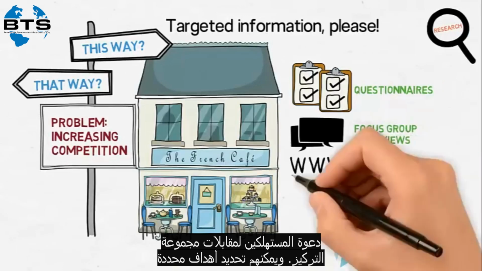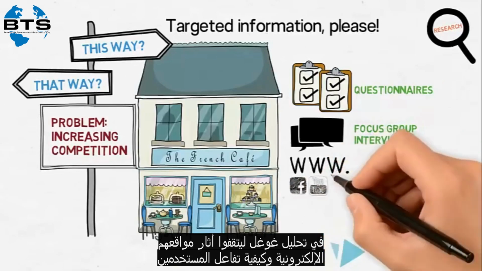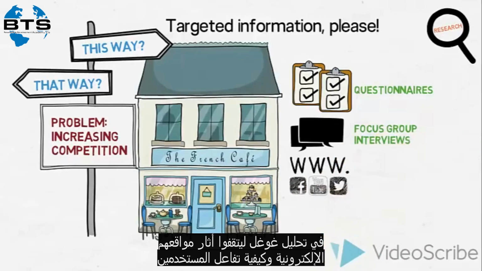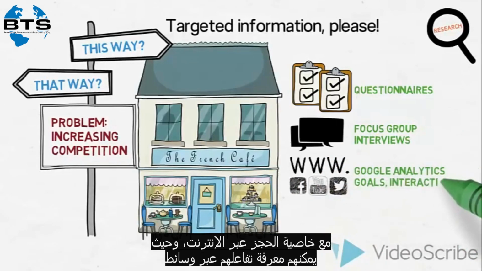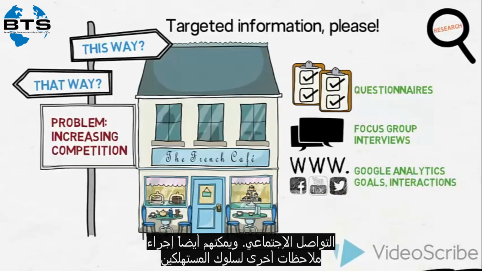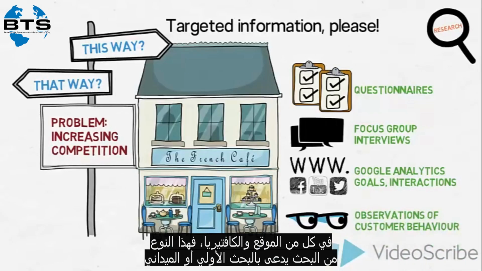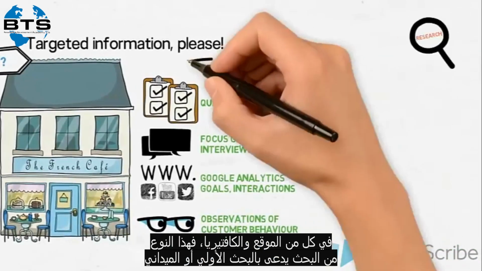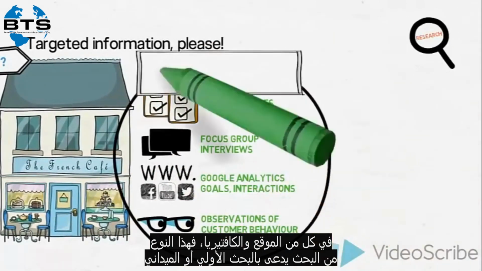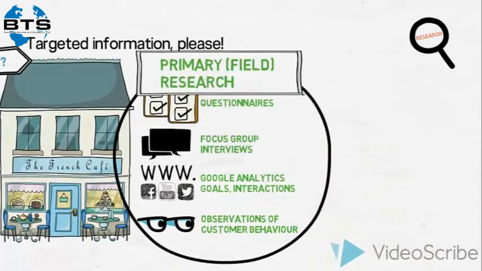They could set up specific goals in their Google Analytics to track on their website how users interact with their online booking feature, and they could track social media interactions. They could also carry out other observations of customers' behavior, both on their website and in their cafe. This type of research is called primary or field research.